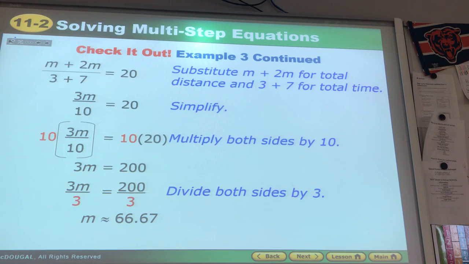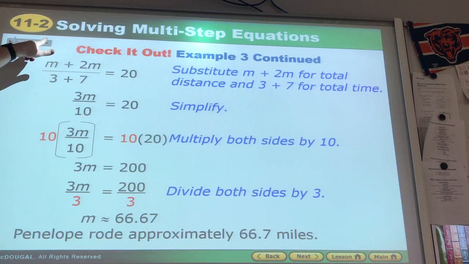It's all about inverse operations. It's all about setting them up. And they will have problems just like that on there. Go back and look at these.